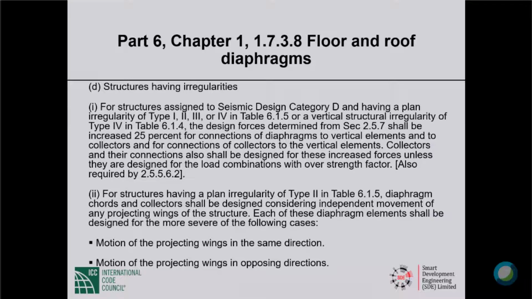Collectors and their connections also shall be designed for these increased forces, 25% increase, collectors and their connections, unless they are designed for load combinations with overstrength. Okay, this is exactly how ASCE 7-05 does it also. Okay, high seismic design category, we will have to design for load combinations with overstrength, otherwise 25% increase.